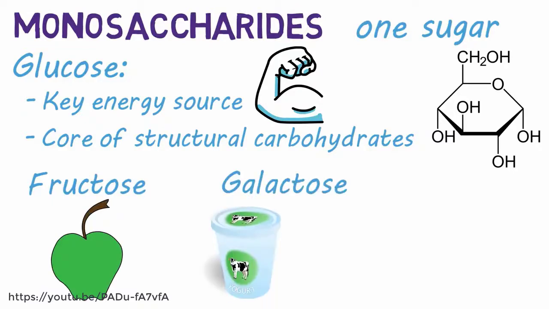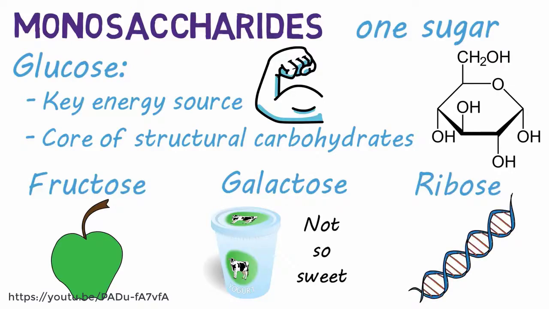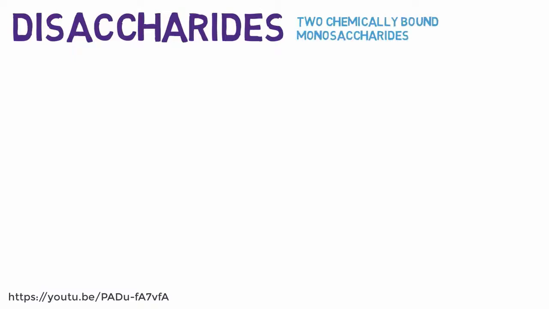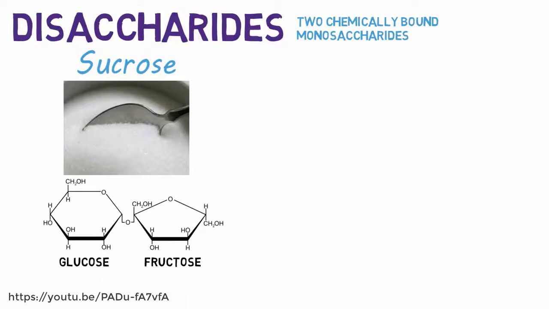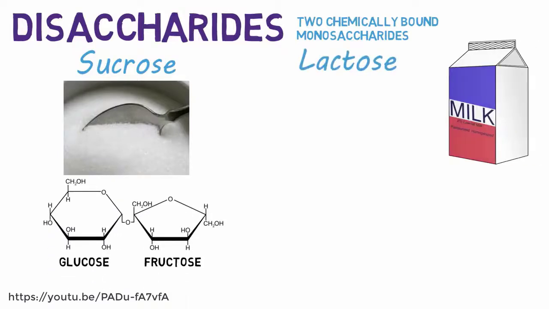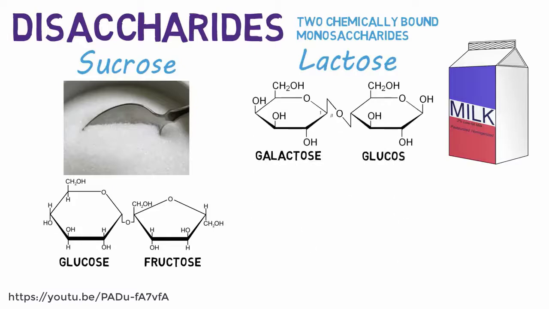Galactose is a sugar found in yogurt and is less sweet than fructose and glucose. And ribose is a monosaccharide that helps form DNA. You are probably familiar with some disaccharides, which are 2 monosaccharides chemically bound together. Examples include sucrose, which is common table sugar and is formed from glucose and fructose, and lactose is the sweetener in milk formed from galactose and glucose.